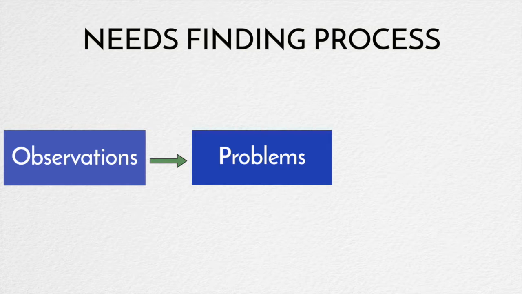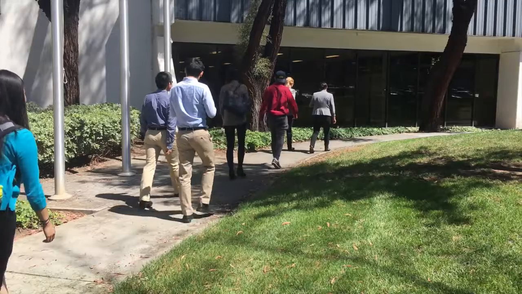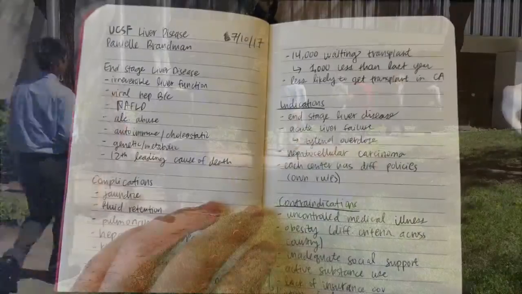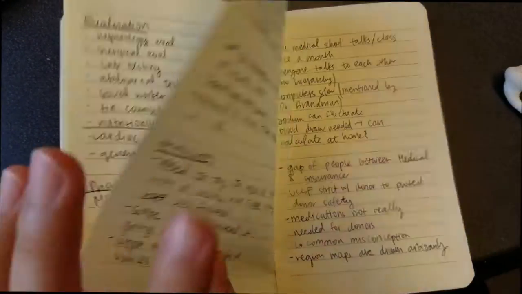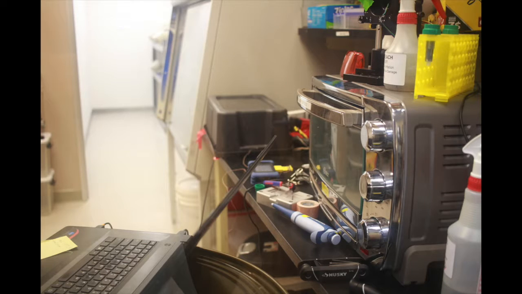Let's get to it. The needs finding process is divided into three primary steps: observation, problems, and needs. The first step is to observe a situation, usually by visiting a location and talking to individuals in the field. Second, you identify problems based on your observations. The final step is to convert these problems into needs, which will be addressed through the design of your device. Let's start by looking at the first step of this process: observation.